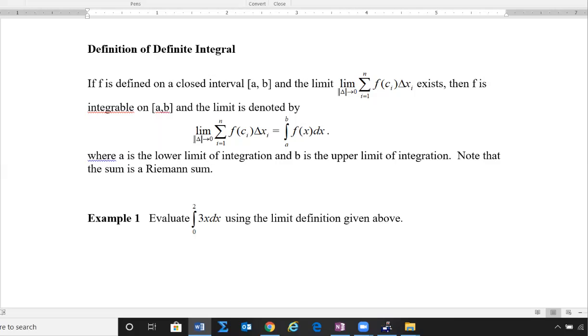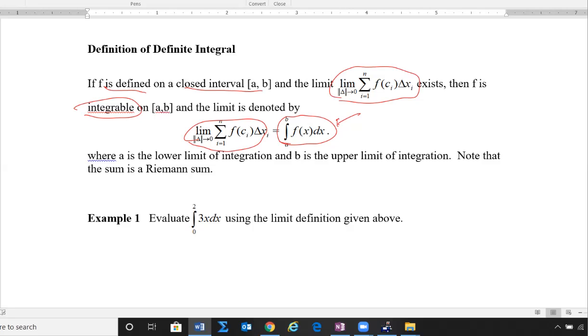Okay, now we're ready for the next big idea. And that is that we're going to give another name to this. If f is defined on a closed interval, and if this limit exists, then we'd say that f is integrable on [a, b], and that this limit, when it exists, can be denoted by this symbol in here.